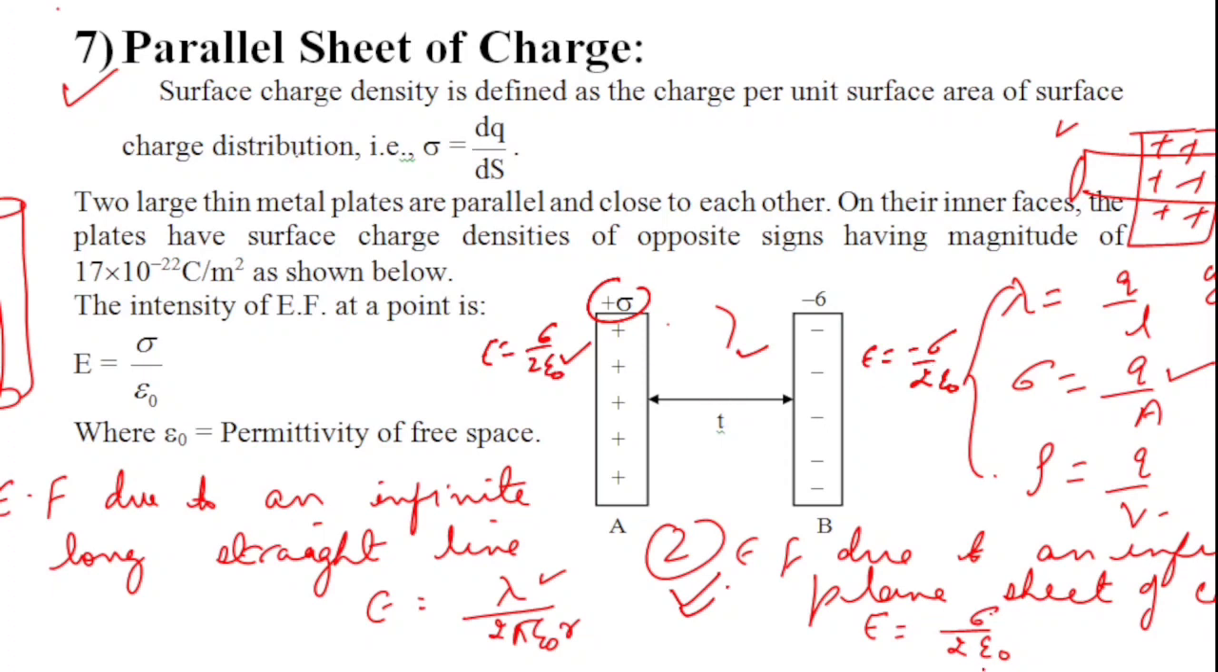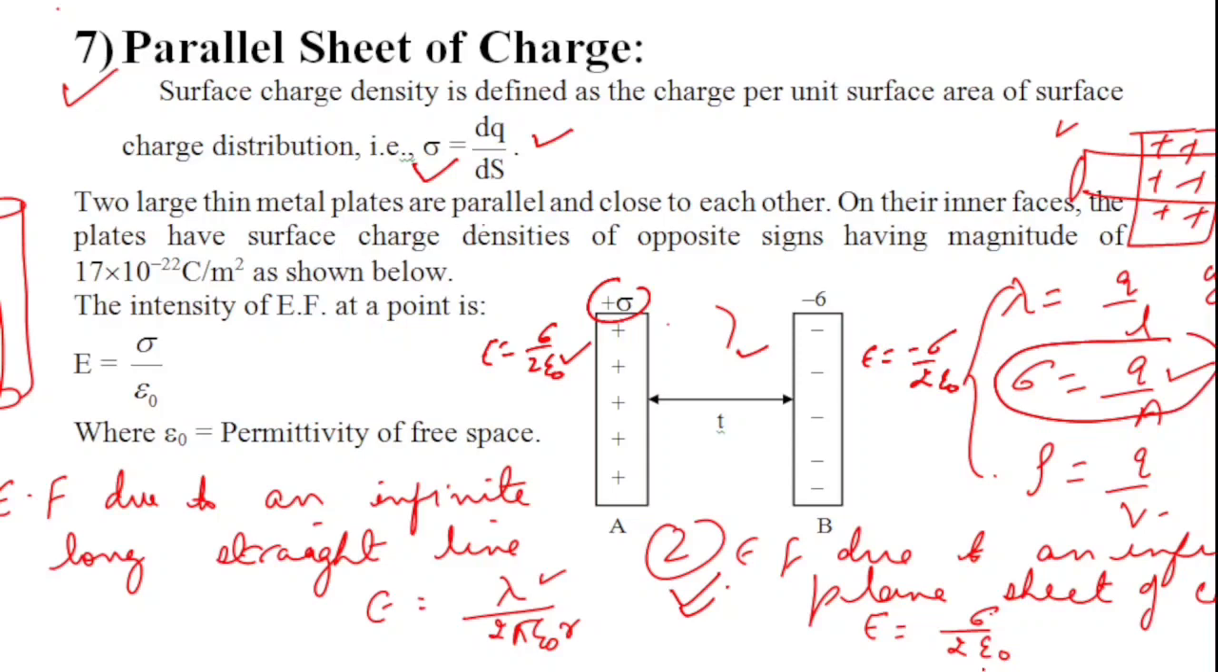So let us read these lines. What is written here? Surface charge density is defined as charge per unit area of surface charge distribution. Here surface charge density is used. This is total charge per unit area. I already told you, surface charge density is charge per unit area.